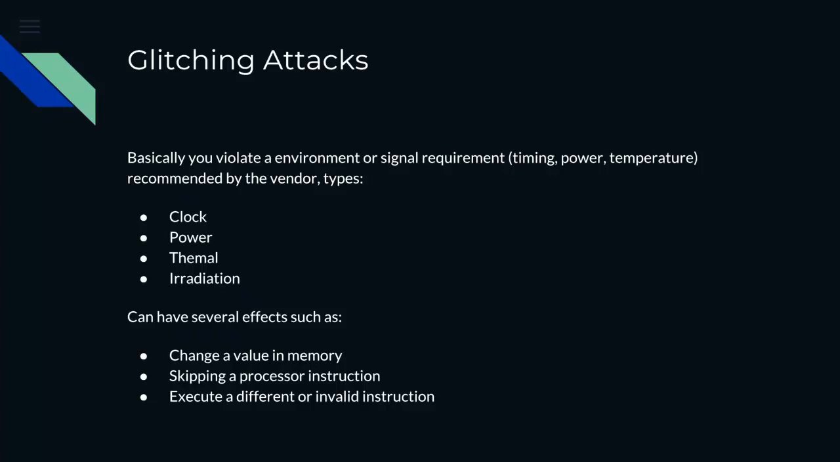Some vendors have on their datasheet the range of temperature that the device can work in, and also radiation. Well, this can have several effects: you can change a value in the memory, you can make the processor skip an instruction, or basically you can make the processor execute an invalid instruction.